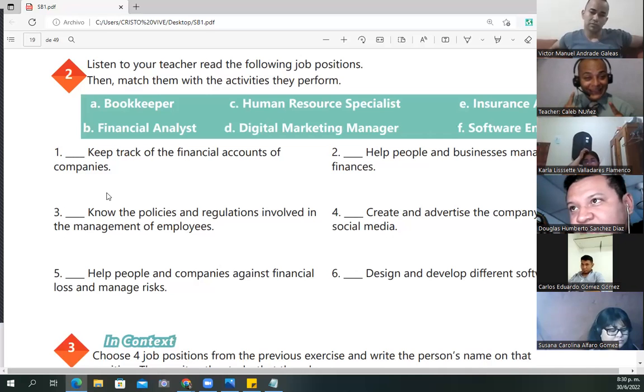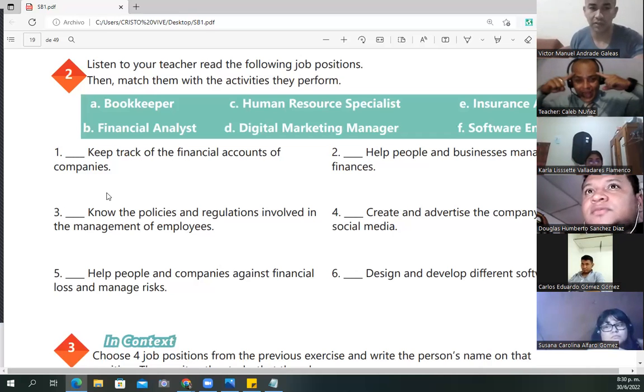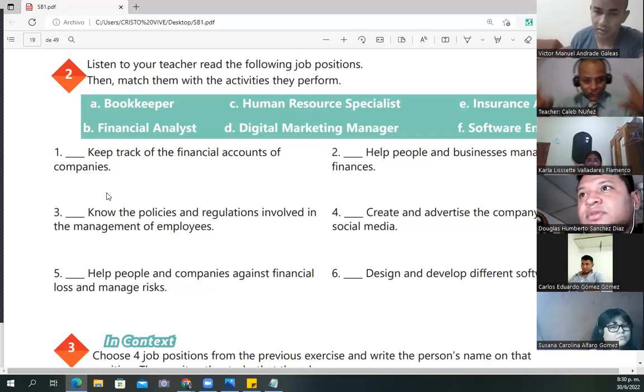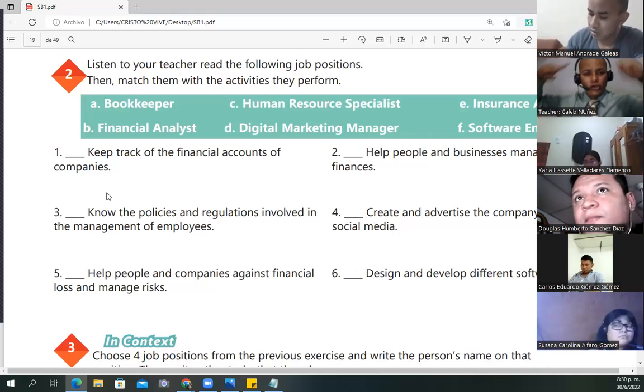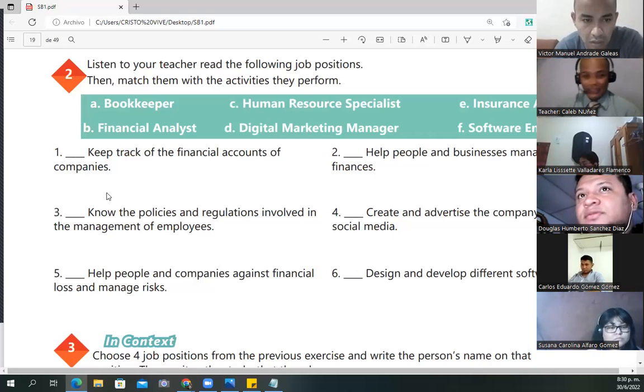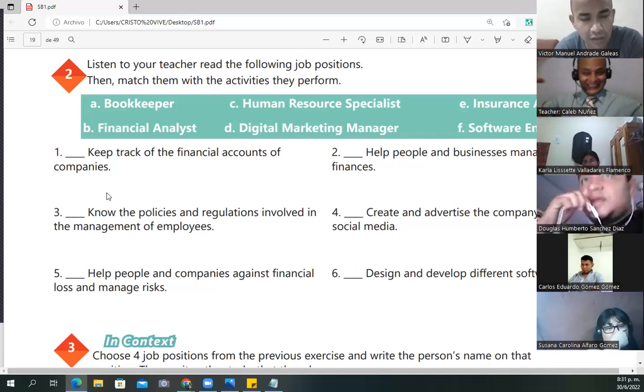Number four. Create. Vámonos subrayando. Vamos tomando nota de ese vocabulario nuevo, right? En su cuaderno. Keep track. Llevar registro. Help. El otro, manage. What is know? Conocer a fondo, right? Manejar esa información. Know the policies and regulations involucradas in the management, en el manejo, in the management of employees. Employees is a noun. Is it singular or plural? Plural. Yeah. It's letter C. Okay, so number four.